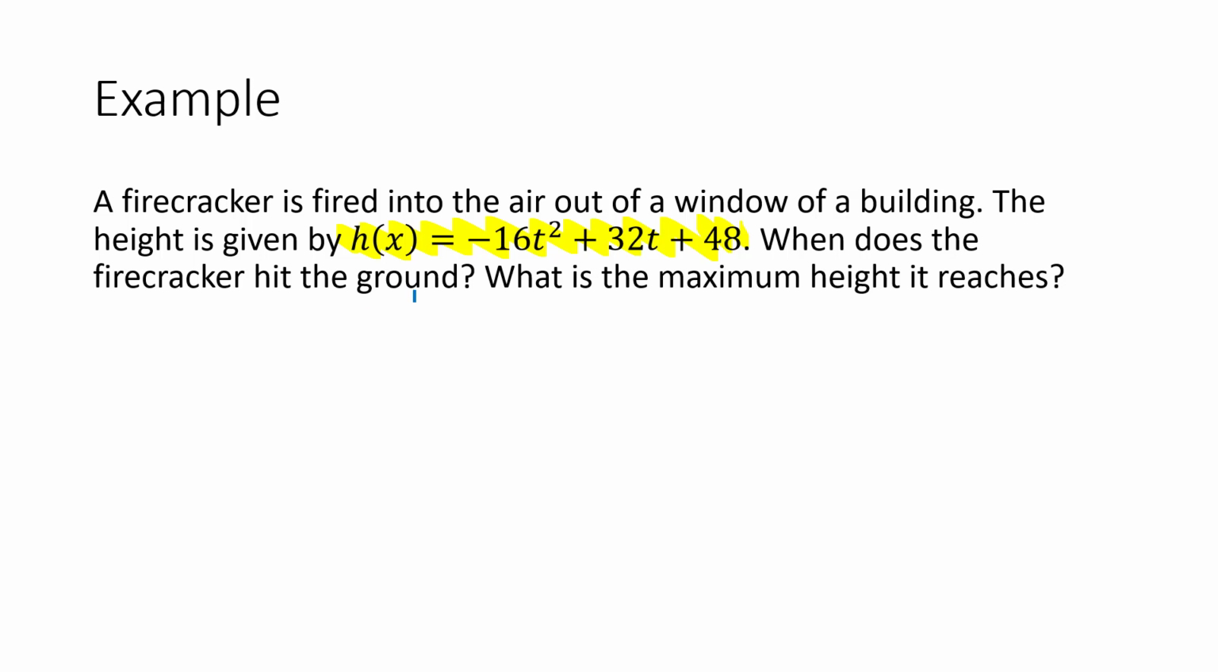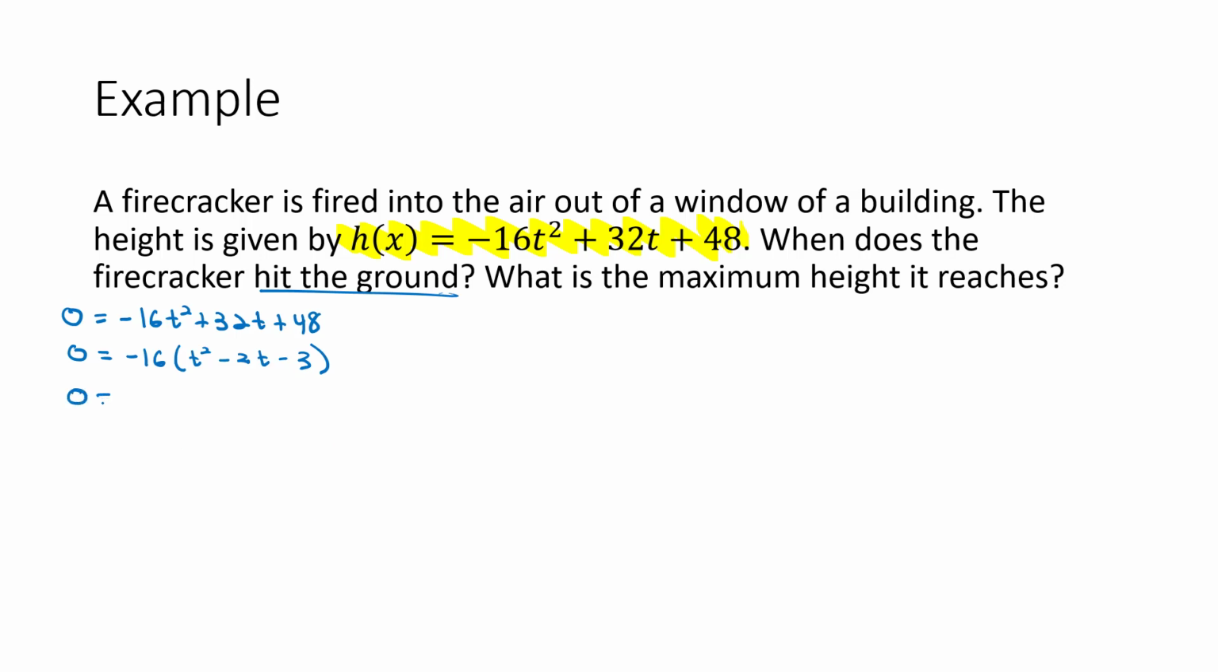So first, when does it hit the ground? The ground is going to be the x-intercept. So we want the whole thing to equal 0. So 0 equals negative 16t squared plus 32t plus 48. First thing I'm going to try to do is factor it, because if I can factor it, we get an easy solution. If it doesn't factor, we'll have to use the quadratic formula, or we'll have to complete the square. First, the GCF is negative 16. When I pull out the negative 16, I get t squared minus 2t minus 3.